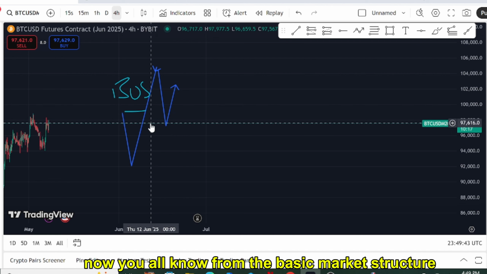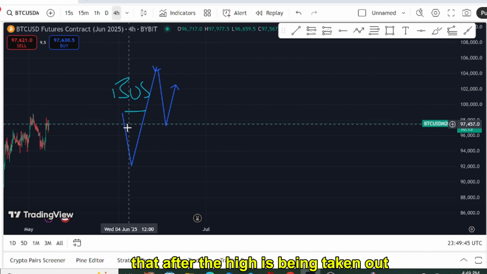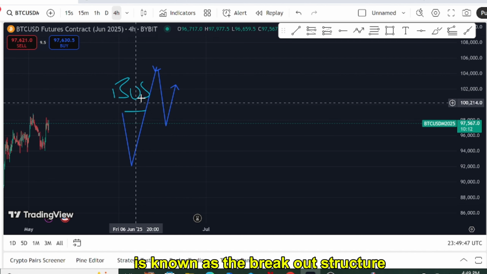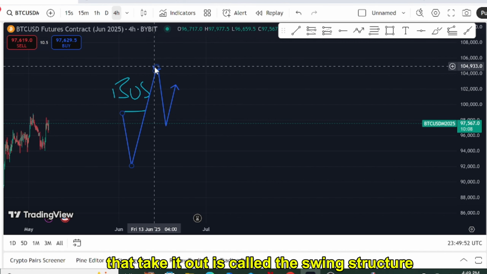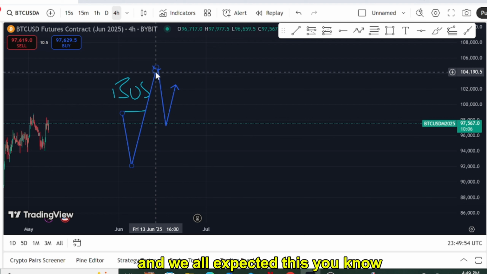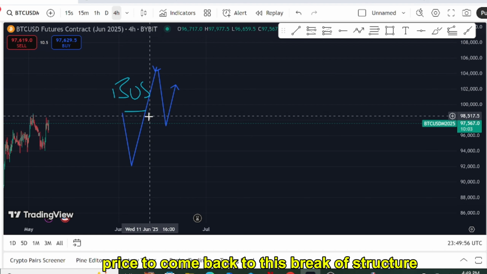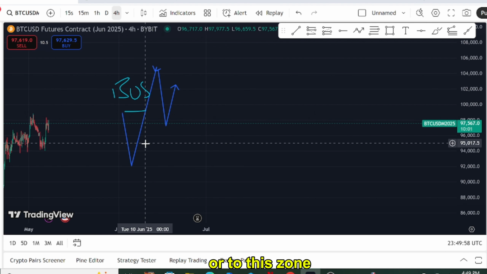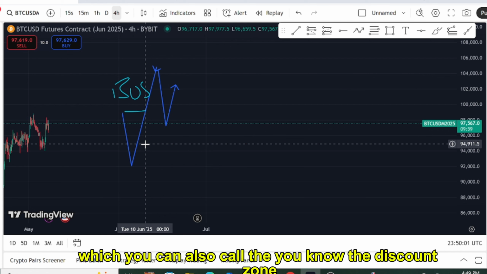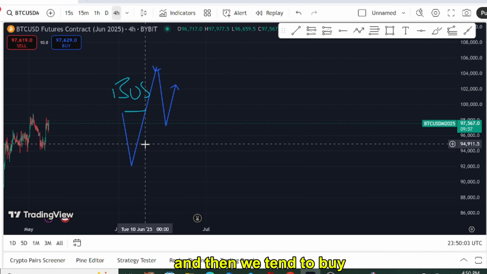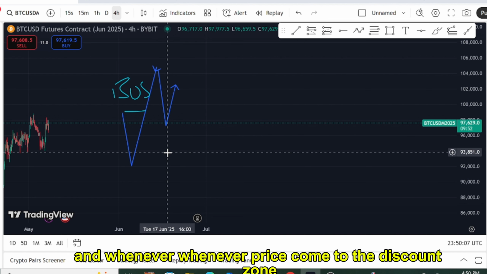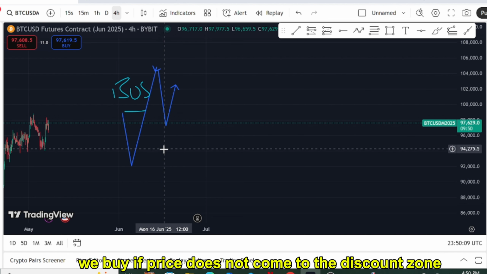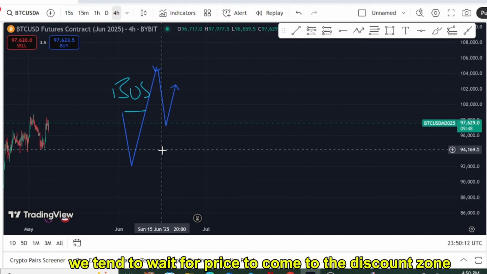Now you all know from the basic market structure that after the high is taken out, it is known as the break of structure. So this high that takes it out is called the swing structure, and we all expected price to come back to this break of structure or to this zone, which you can also call the discount zone. And whenever price comes to the discount zone, we buy. If price does not come to the discount zone, we will not buy. We wait for price to come to the discount zone, then we buy.